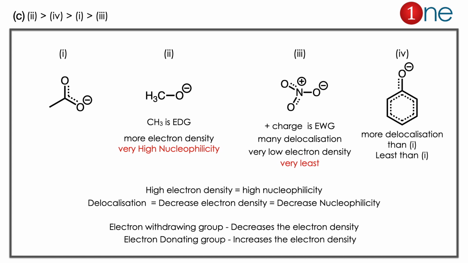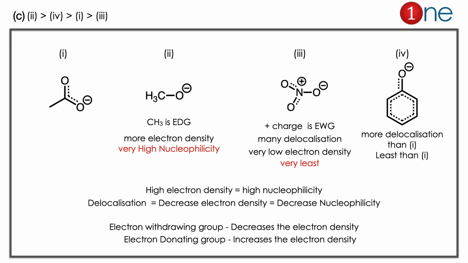Before we get into that, we have to know many facts. First, high electron density means high nucleophilicity. Delocalization means decrease of electron density, hence decrease of nucleophilicity. So delocalization has a negative effect on nucleophilicity. Then the obvious one, an electron withdrawing group decreases the electron density, hence the nucleophilicity. But it is the opposite with an electron donating group, which increases the nucleophilicity. So we have to analyze the trend here.